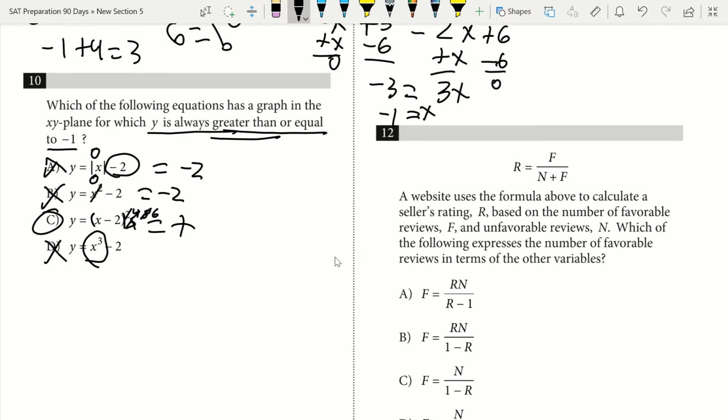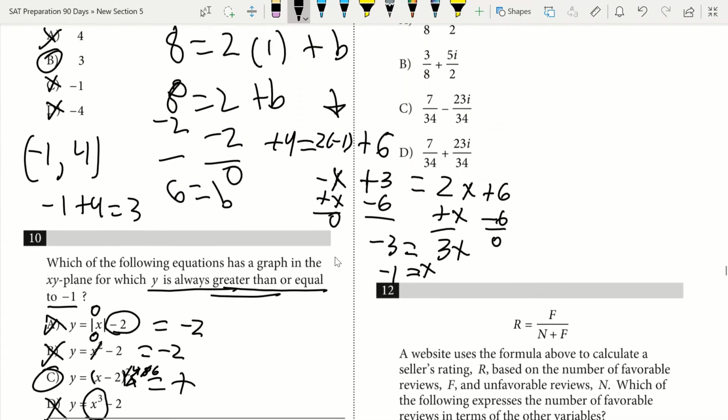This one right here, x cubed, that's going to look something like this on your graph. Right, so here's your y-axis, here's your x-axis. It looks something like that. Right, so that one is going to be incorrect because we see that that will definitely be in the negatives. All right, so our answer for 10 is going to be C.